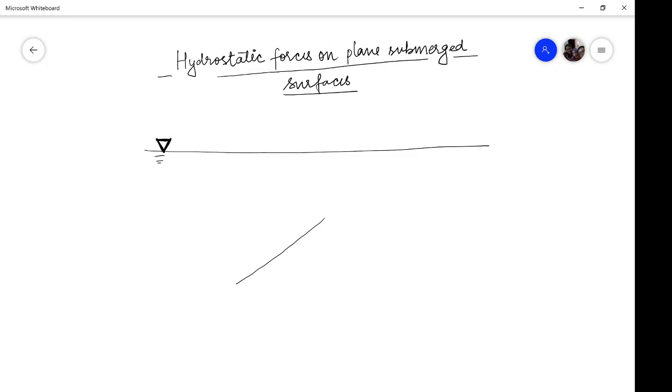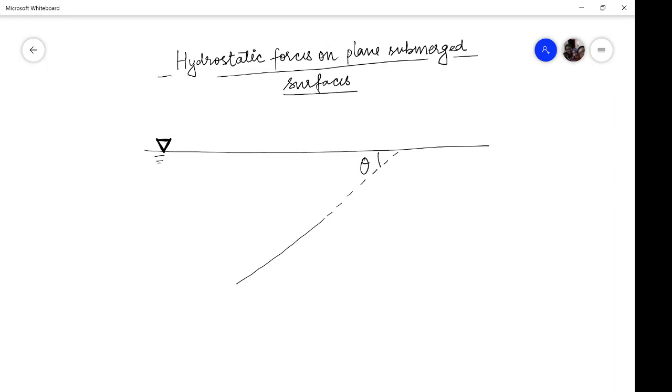So this is a plane surface which is submerged in the fluid and which is inclined at an angle of theta with the free surface. So the question is, what is the hydrostatic pressure force acting on this particular plane surface if this is inclined at an angle of theta, and assume that the water is acting on the left side, on this side of the plate.